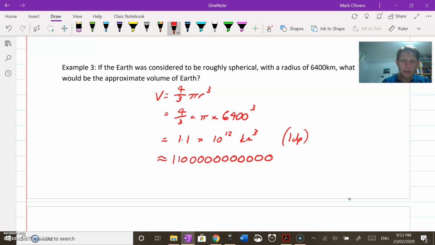And if we think about this, we don't normally use commas, we use spaces now, but just to separate it out, there's our thousands, there's our millions, there's our billions, there's our trillions. So 1.1 trillion cubic kilometres.